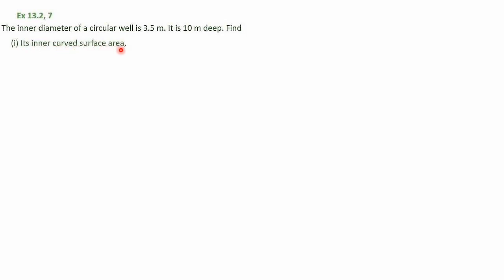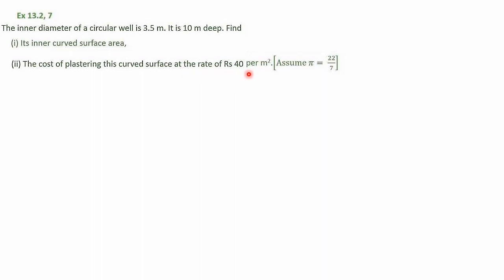Next we shall discuss the seventh question. The inner diameter of a circular well is 3.5 meter. It is 10 meter deep. Find its inner curved surface area. That is the first question. Second, the cost of plastering this curved surface at the rate of rupees 40 per meter square. Here the pi value is given to us as 22 by 7.